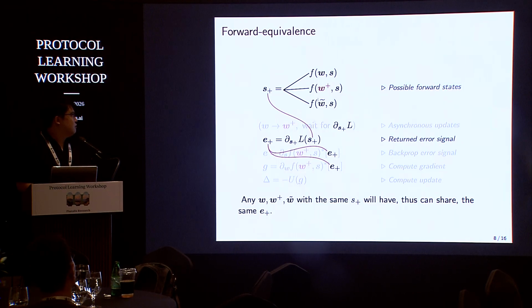So when the weights would produce the same output, they would essentially share the same error signal. What this shows is that if weights change such that the forward signal is preserved, you can still use this stale error signal.